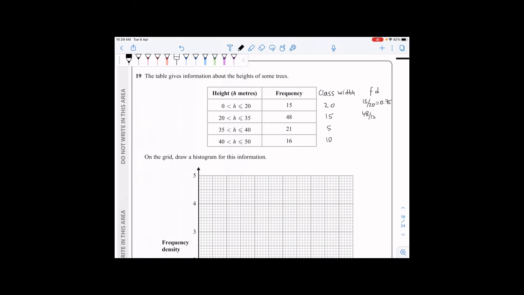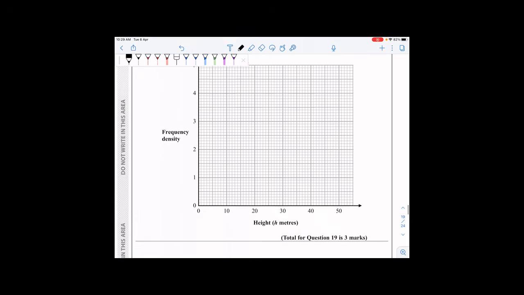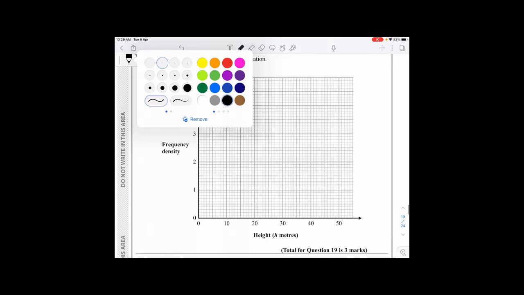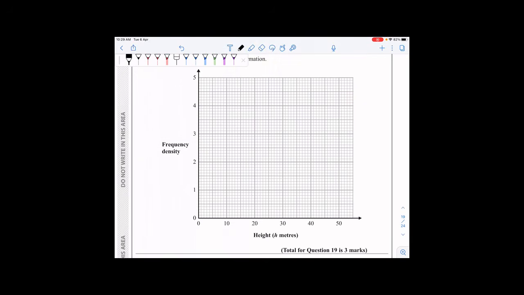48 over 15 is 3.2. 21 over 5 is 4.2. 16 over 10 is 1.6. These will be the heights of the bars. So the first one, it will go up to 0.75. So it's gonna be something like this, up to 20.